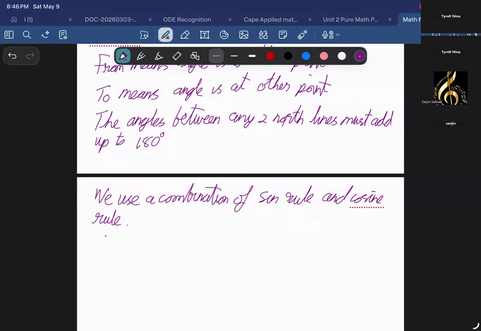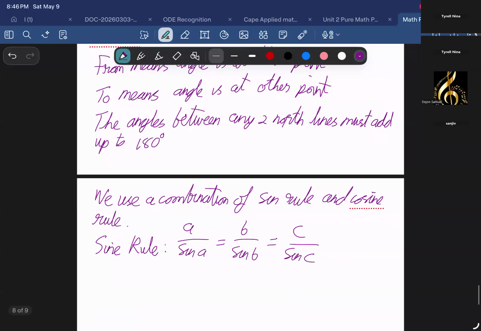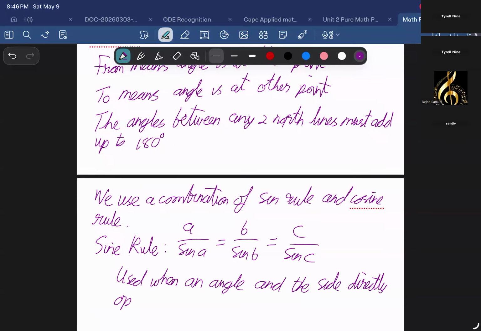So the sine rule is a over sine A equal to b over sine B equal to c over sine C. And it is used when an angle and the side directly opposite the angle is given.